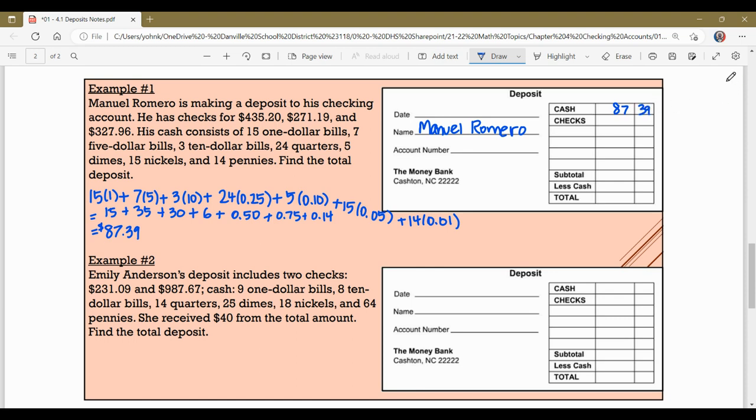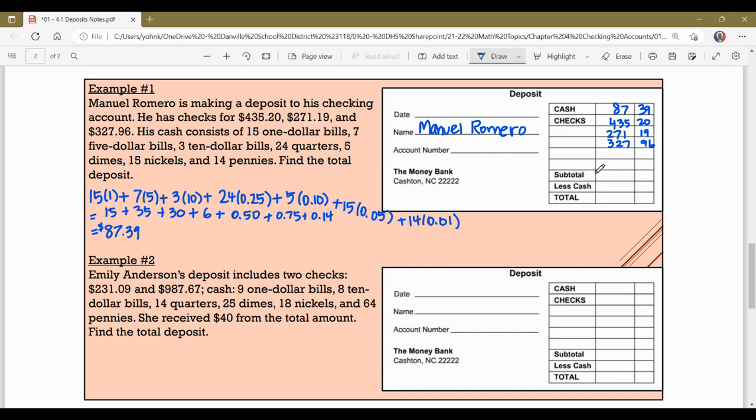87.39. Now, in terms of checks, I have 3 checks, so we're going to list them separately. Doesn't matter if you start on the first line or not. 435.20 and 271.19 and 327.96. I don't have anything else to list. I'm not getting any cash back.